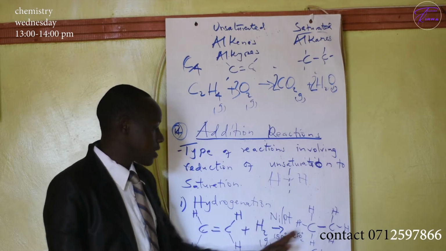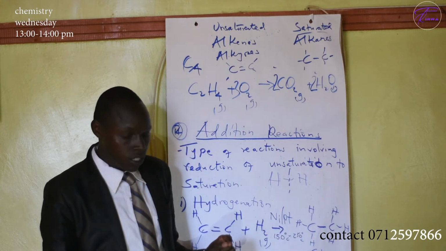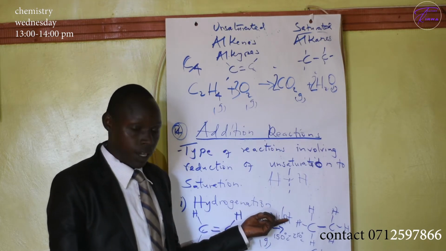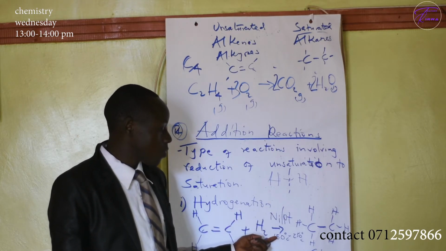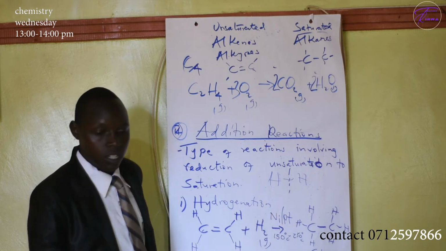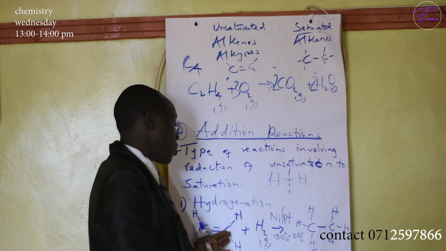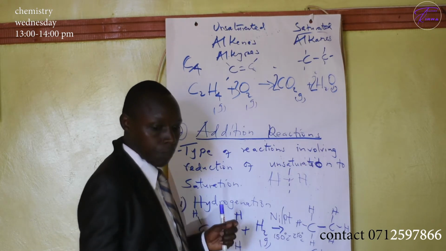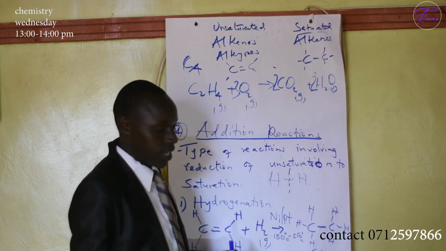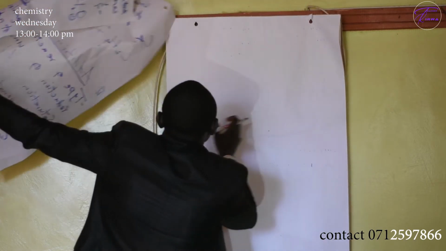Basically, when you are asked about this, then the reagent is hydrogen. The condition is nickel catalyst or platinum and the temperatures of 150 to 250. That one reduces double bond to single bond. Similar to all the other alkenes. If you have propene, then it adds the same way, reducing the double bond to single bond.